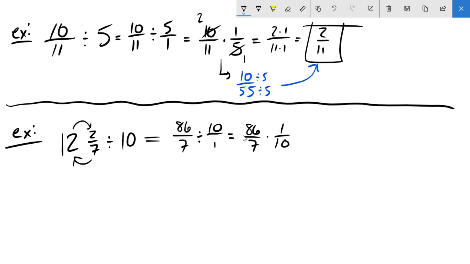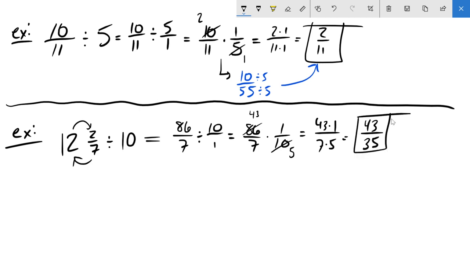But this one, what are those both divisible by? They're even, so they're both divisible by 2. So divide this by 2, you get 43. And divide this by 2, you get 5. And that's probably as far as you can go. So on top, you're just left with 43 times 1. On bottom, you've got 7 times 5. And that would be 43 over 35. And that'd be your answer.